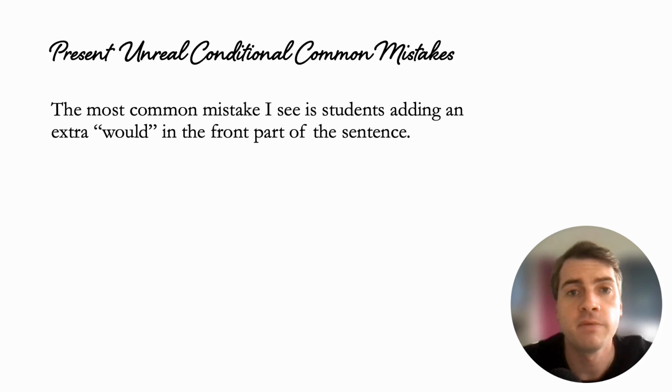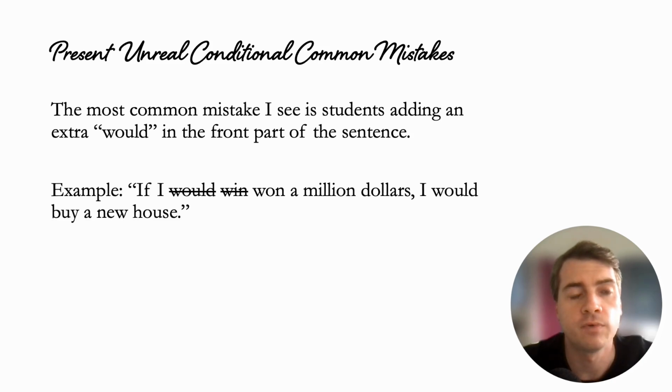So, the most common mistake that I see in students with the present unreal is students adding an extra would in the front part of the sentence. Okay. So, for example, a lot of people will say something like, if I would win $1 million, I would buy a new house. Okay. But that's not correct, right? It should be, if I won $1 million, as you just learned.